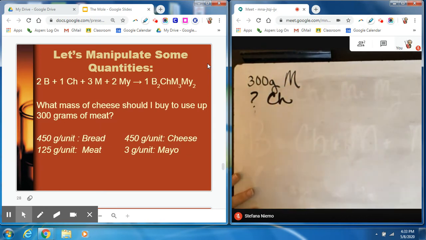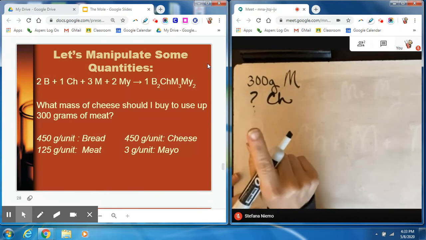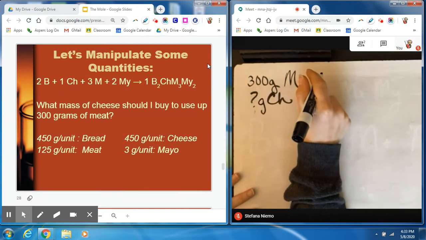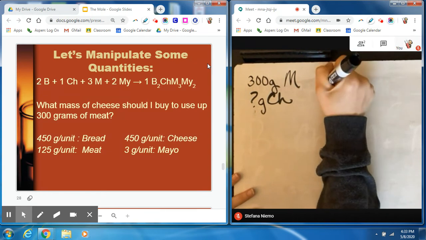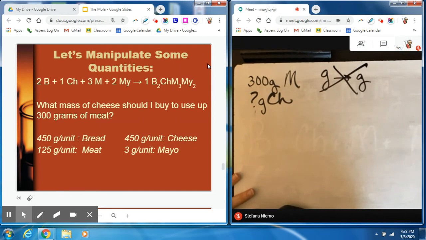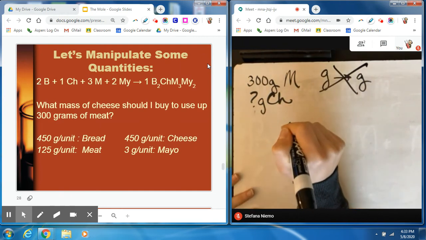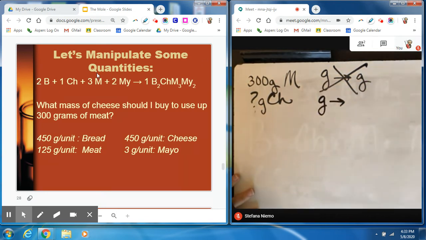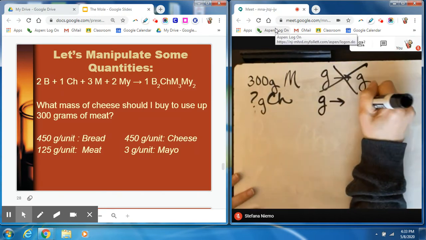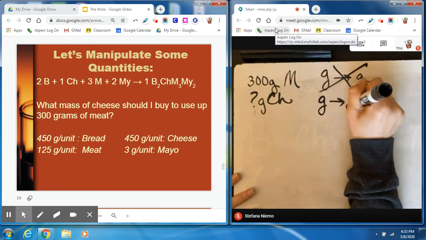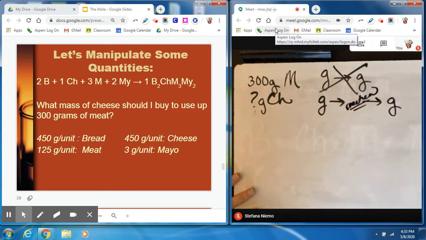Now, it would be amazing if we had just one proportion that could help us figure out how to get from grams of cheese to grams of meat. But we don't have a proportion. The gram to gram proportion does not exist. No matter how hard and how much we wish it did, it does not. And so in order for us to figure this out, we have to go from grams of one thing to a quantity from the chemical reaction. And then we got to go back to grams. So this comes from the reaction, this relationship in the middle. So let's talk about that for a second.